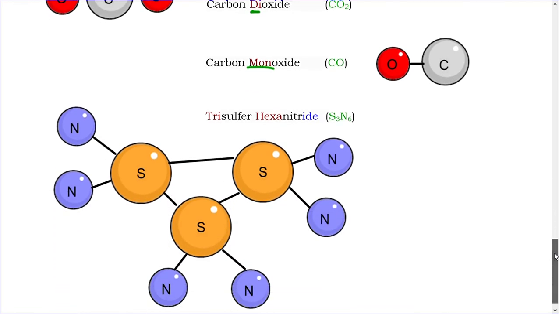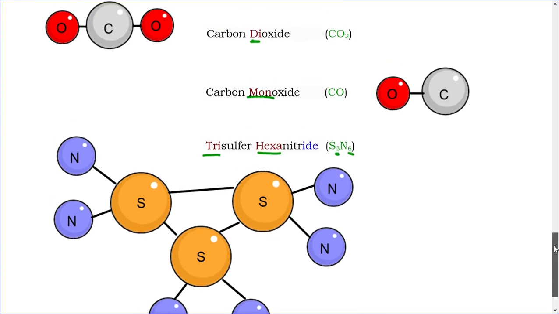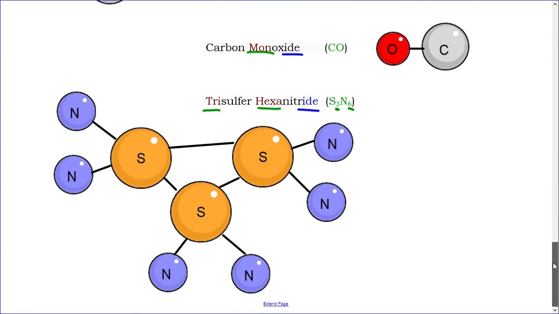Or if we have something larger, we see that we have 3 sulfurs, which is why it says tri. And if we have 6 nitrogens, that's why it says hexa. Also notice that on all 3 of these, they all end in IDE. We just change the ending to show that it's part of a molecular compound. Okay, so trisulfur hexanitride will be our last one.